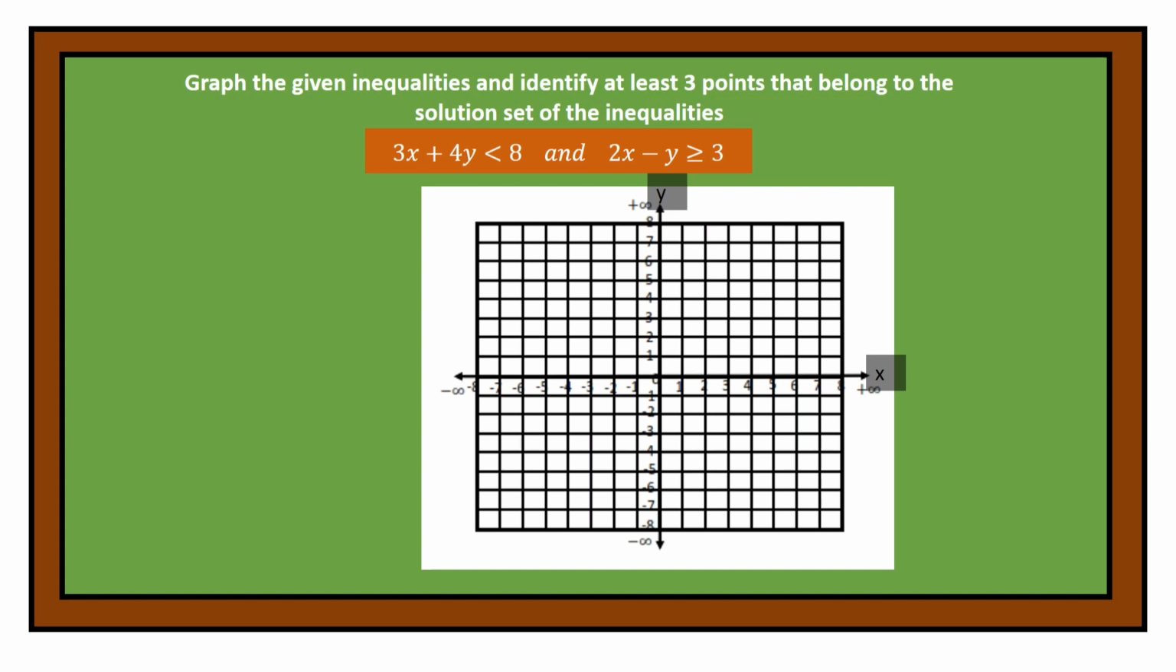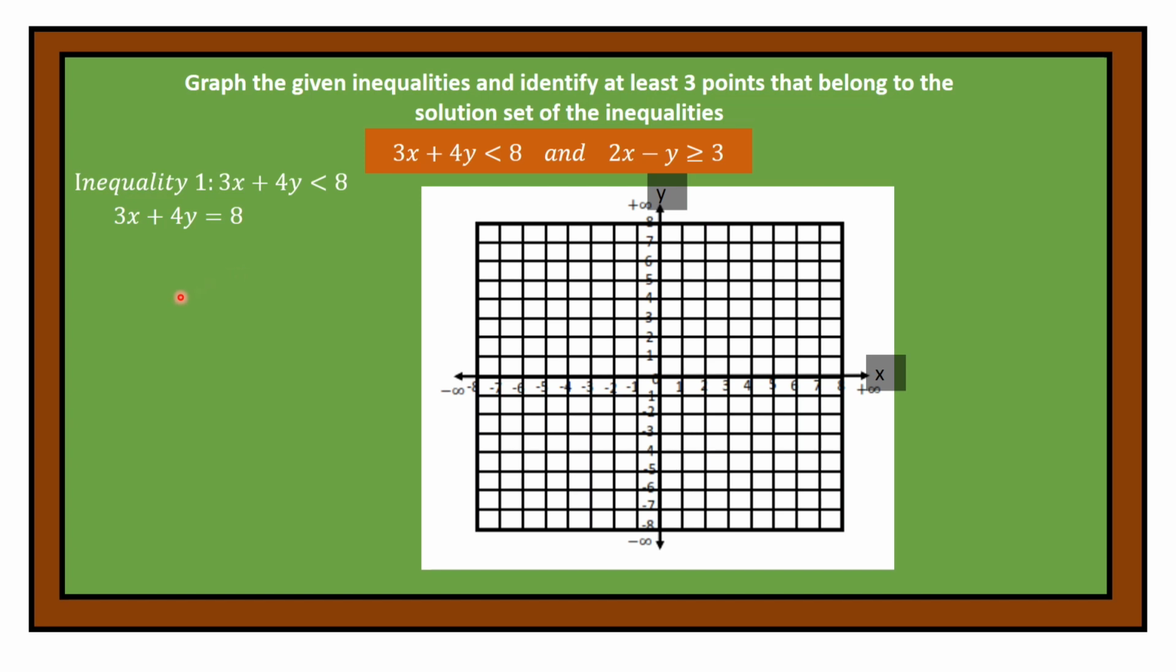Okay, so let us have another example. Ang given natin ay 3x plus 4y is less than 8 and 2x minus y is greater than or equal to 3. So using inequality 1, which is 3x plus 4y is less than 8, papalitan natin ang ating inequality symbol ng equal sign. So ito ay magiging 3x plus 4y is equal to 8.